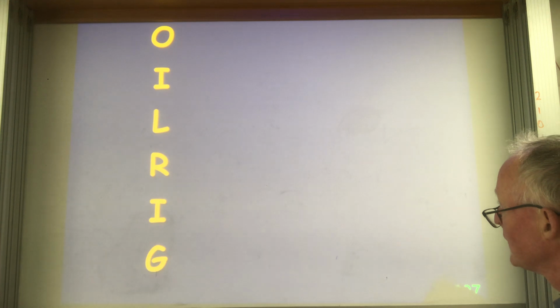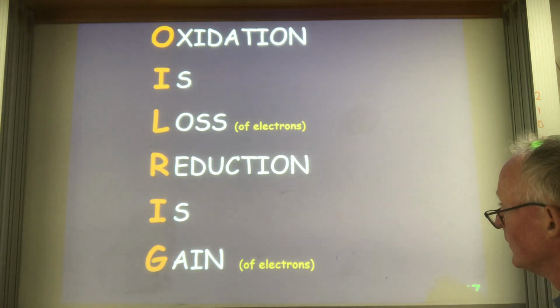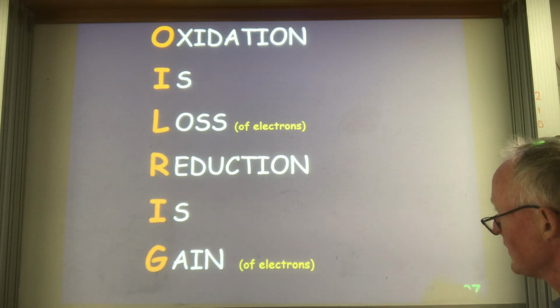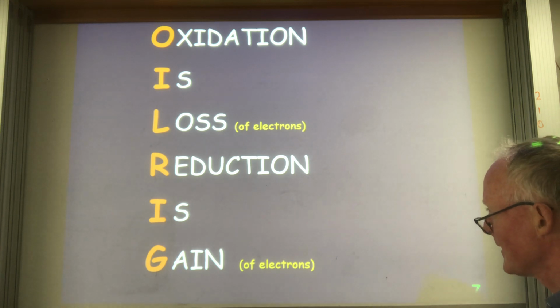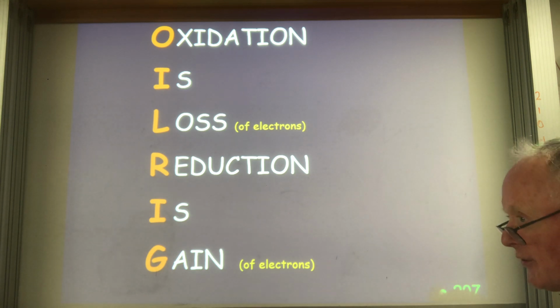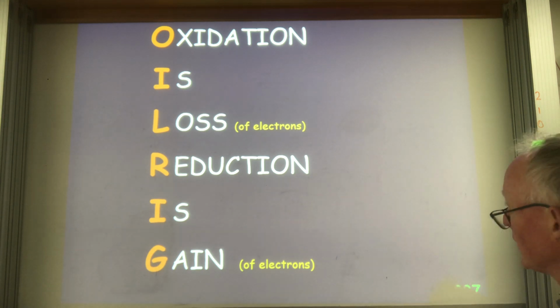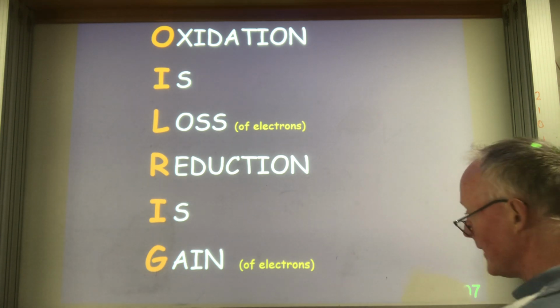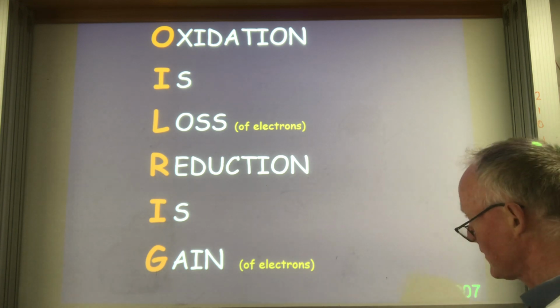Here's one mnemonic. Oil rig. Oxidation is loss of electrons, reduction is gain of electrons. Because you've got difficulties involving electrons being negative and things go a little bit backwards, you just have to remember that. Always refer back to that idea. If electrons are being lost, it's oxidation.